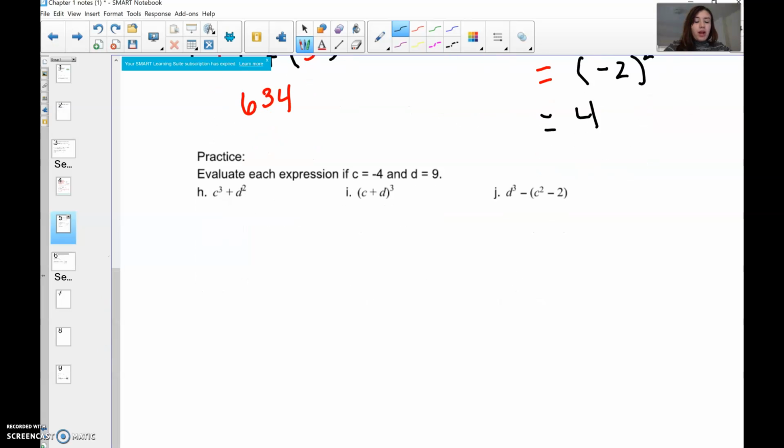So next you're going to practice H, I, and J. So again, evaluating, you're just going to get a number. We're going to substitute in these values for C and D, and get our answer.